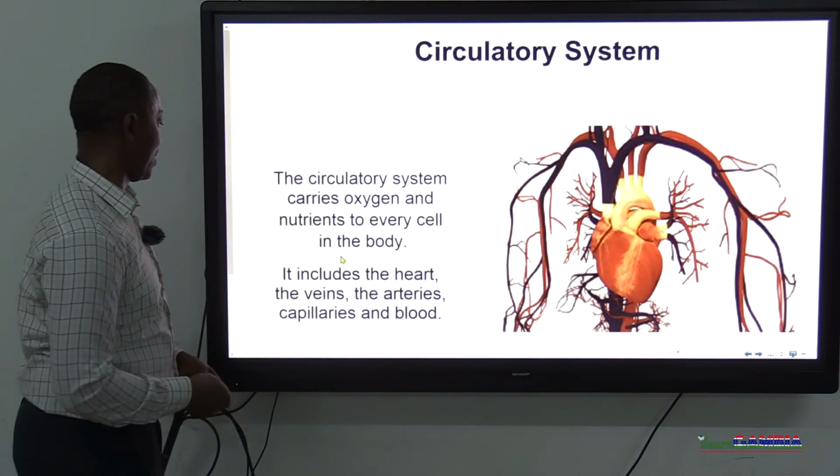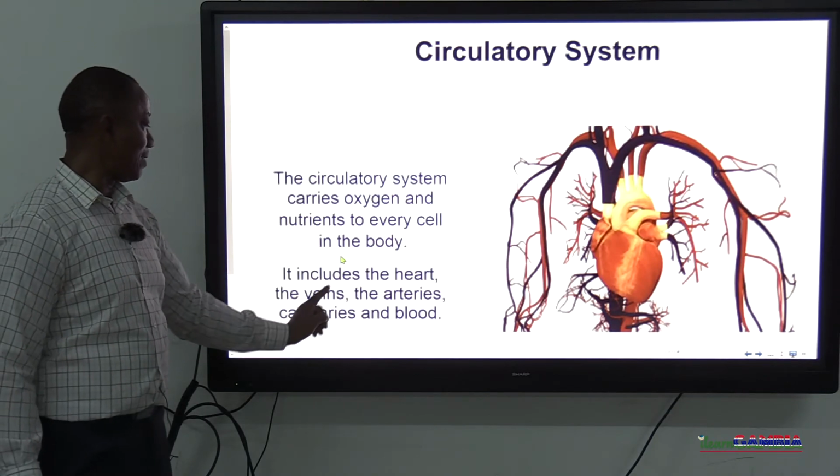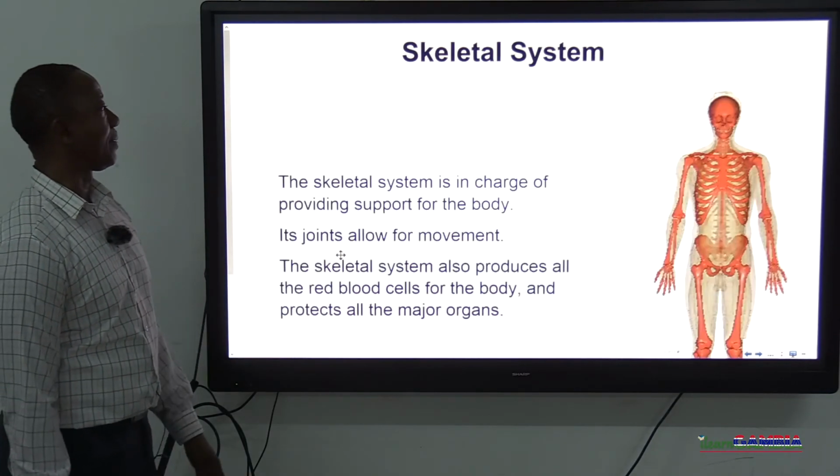Circulatory system, likewise: you have the heart and the blood vessels plus the blood that all work together to make the circulatory system. It includes the heart, the veins, the arteries, the capillaries, and the blood.